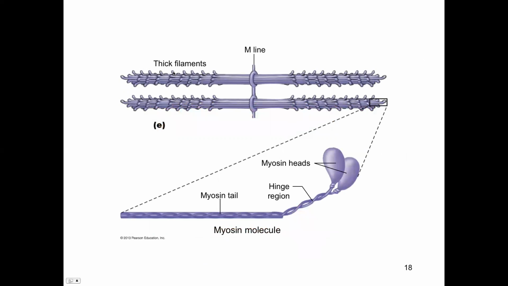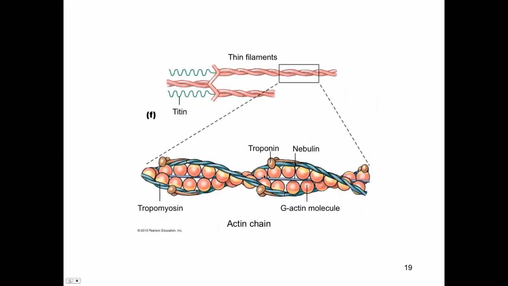Now, the M line is holding bundles of these thick filaments together, all right? And here you can see a little bit better this hinge region. This diagram is a little bit better in terms of what the actual structure might look like. So what happens when there is no calcium? When the muscle is relaxed, there are two other proteins that cover up the myosin binding site on actin, and they are called troponin and tropomyosin.